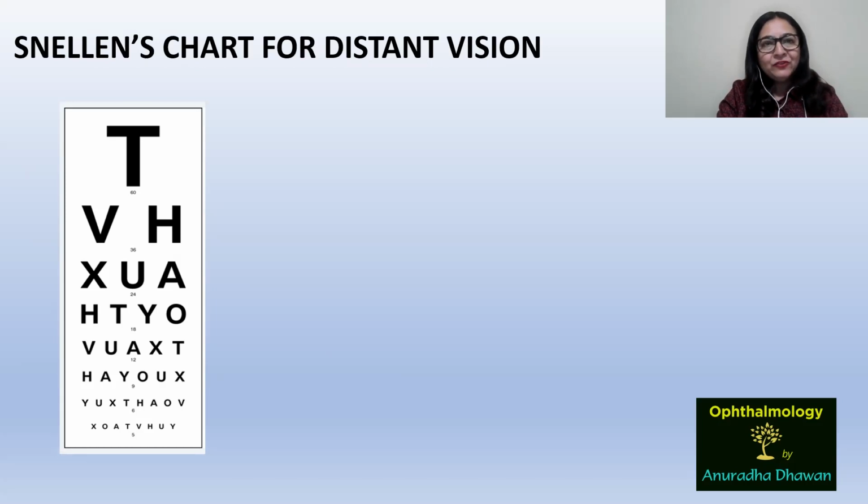We have other language charts also. Additional point to remember over here is that for people who are illiterate, the C charts and E charts are also available, and they are known as Landolt charts. Another distance vision chart which is used is your ETDRS chart. But here this image is of Snellen's chart, which is used for distance vision.